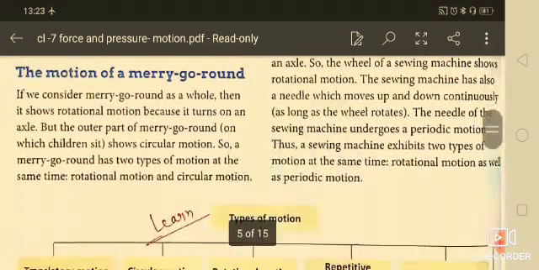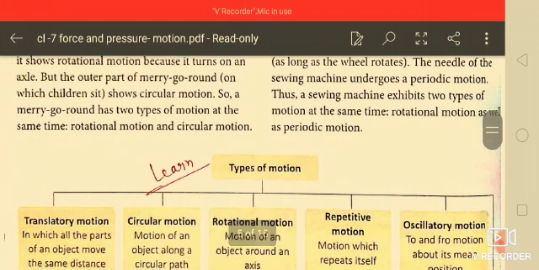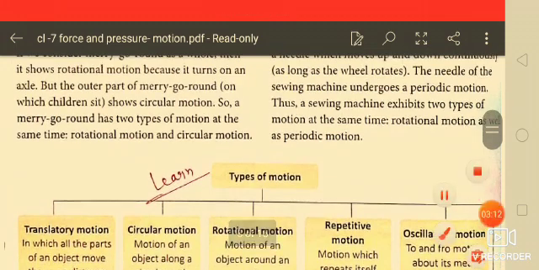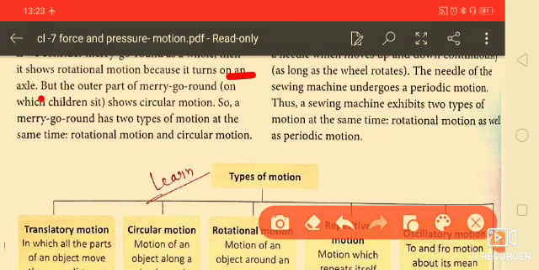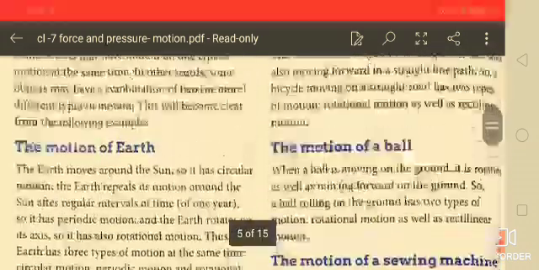Next, the motion of a merry-go-round. If we consider the merry-go-round as a whole, it shows rotational motion because it turns on an axle, but the outer part of the merry-go-round shows circular motion. So a merry-go-round has two types of motion at the same time, rotational and circular motion.